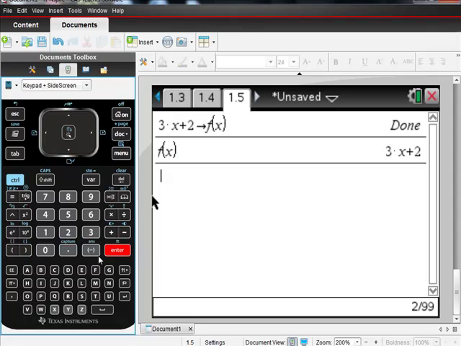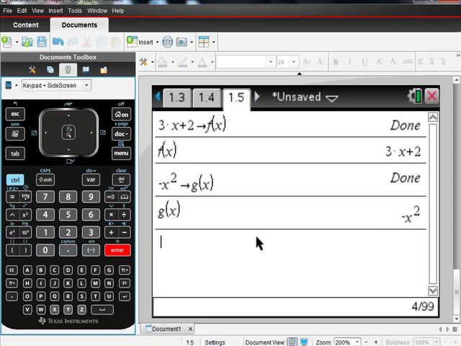We have two more functions, and the next one is g of x, and it's negative x squared. Control store again, and I'm going to save this as g of x. So done. Again, I can go back and look to see if it came up the way I wanted. You don't need to do this, but I'm going to make sure that I got this the way I wanted to, and it looks good to me.